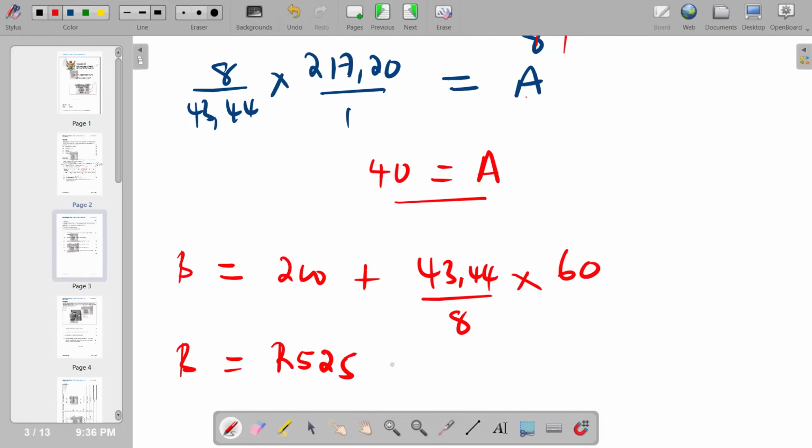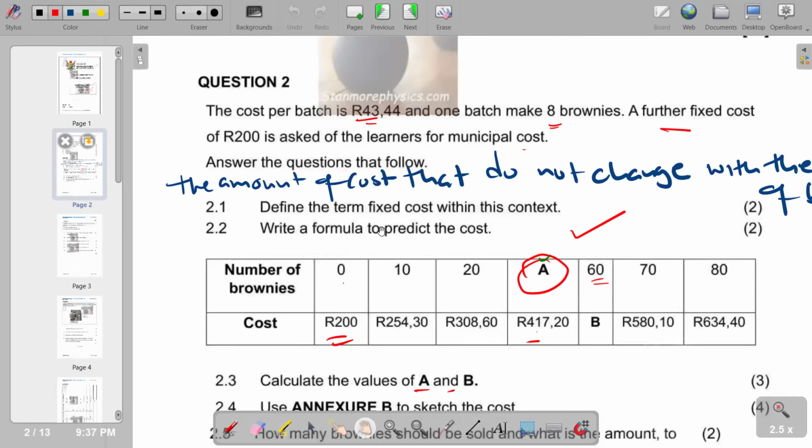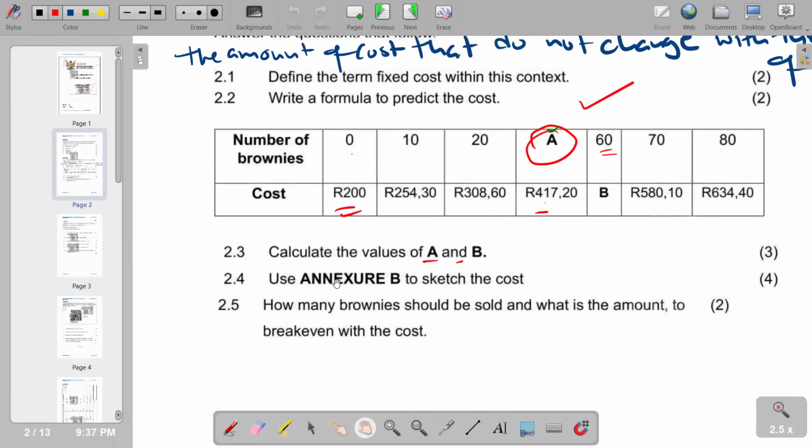525 rands 80 cents. So basically, this is what we have on calculation of B. Then go on to the next part, which is now 2.4. Use annexure B to sketch the costs. So we have to go to annexure B.